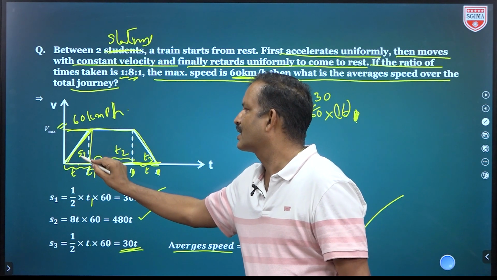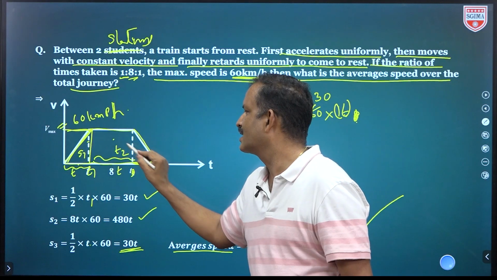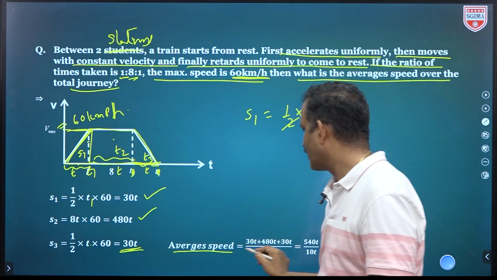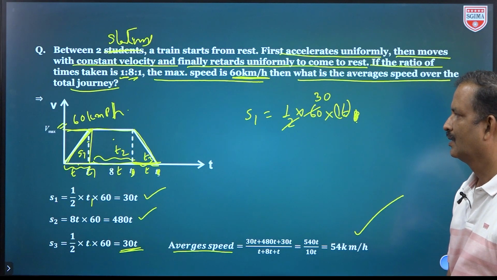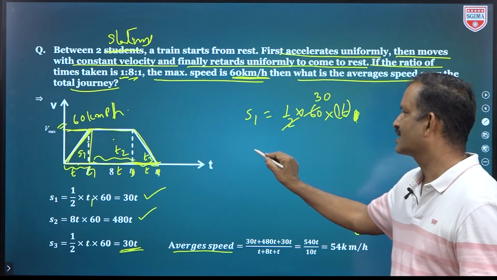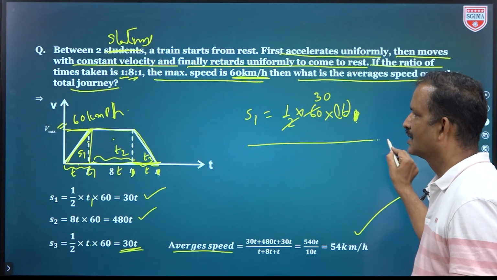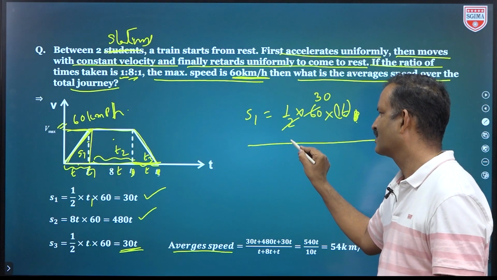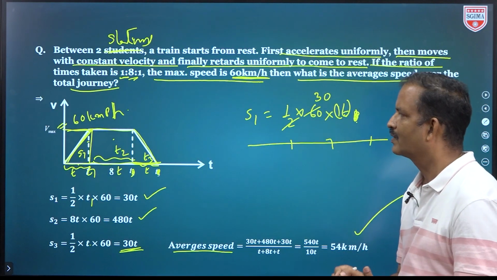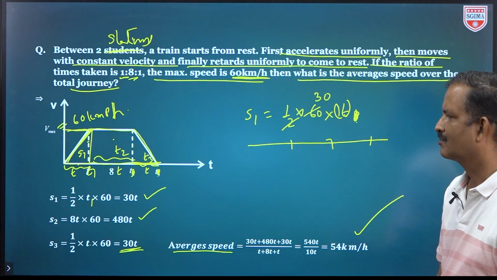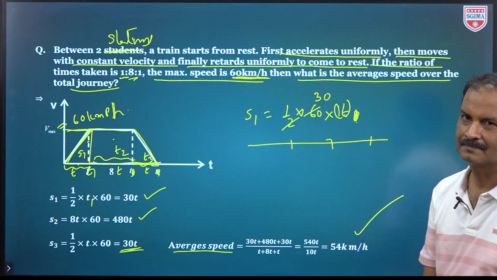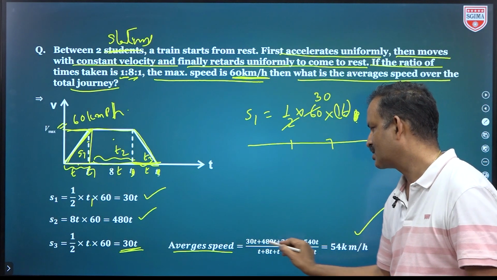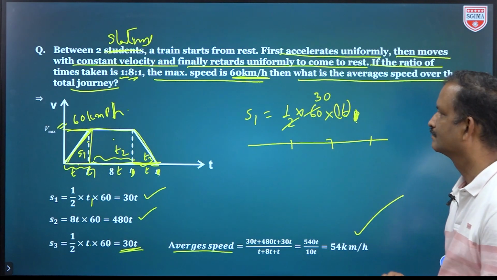So S1 is this area, S2 this area, S3 this area. Average speed means total distance by total time. Here it is going in the same straight line, so distance is equal to displacement. So we can take the distance-time graph, same straight line, distance is equal to displacement. Total distance, total displacement by total time.